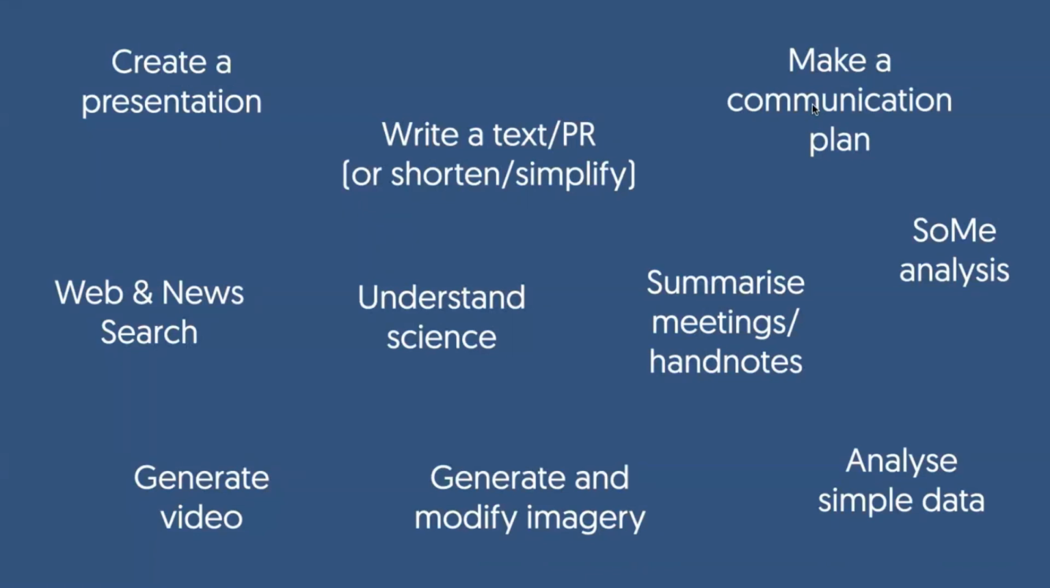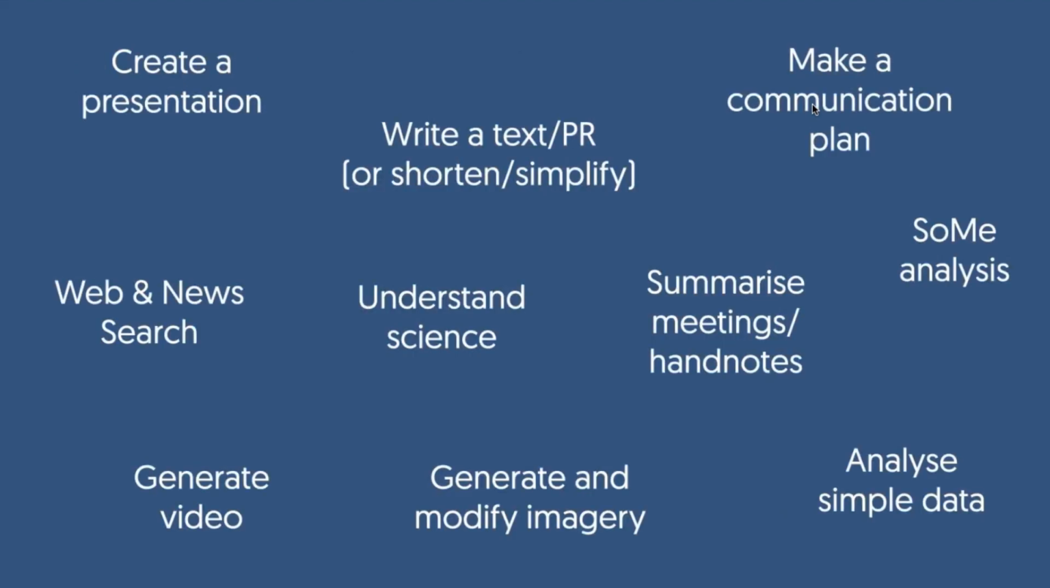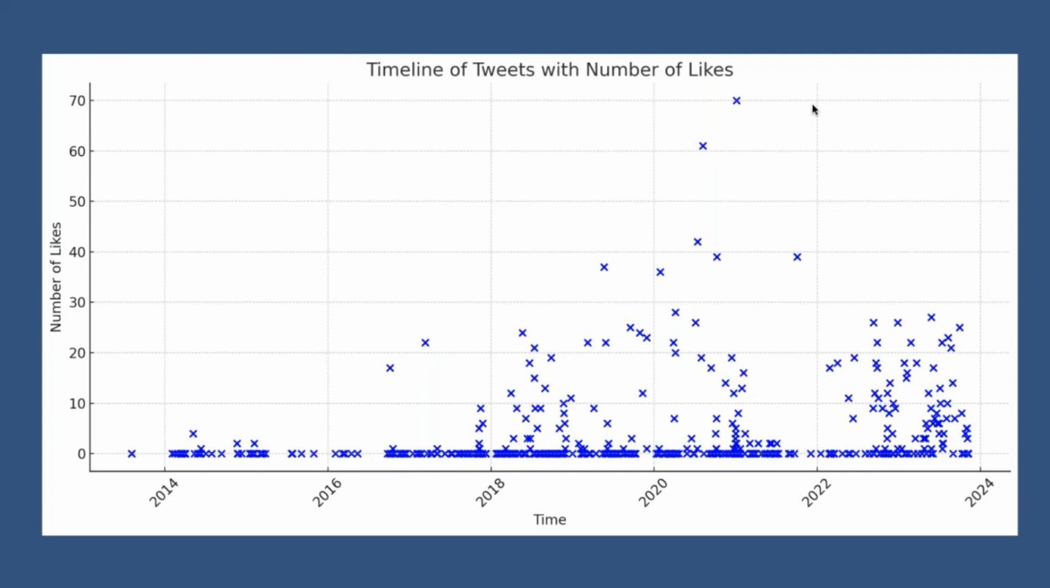Create presentations, write texts, make communication plans, social media analysis, summarize meetings, try to understand the science of the scientists, do news, generate maybe images or change images. So these are the tools, the jobs that communicators do every day. And as you saw here, these are exactly the tools that are now doing this. So I expect these lines to go to the right over the next 1-2 years, even stronger, and change the way we do communication. Now I give you a few examples of how you can do things.